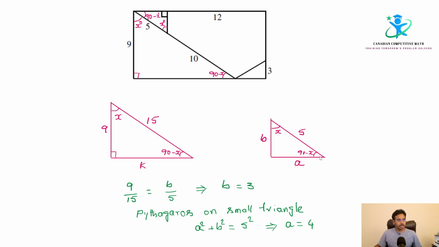Since the smaller triangle is a right angle triangle, we can write b square plus a square as 5 square. Since we know b as 3, we can derive that a is 4. So based on all the geometric principles we have here, we arrived at the sides of the smaller triangle. Using that, we'll solve the next part of the question.